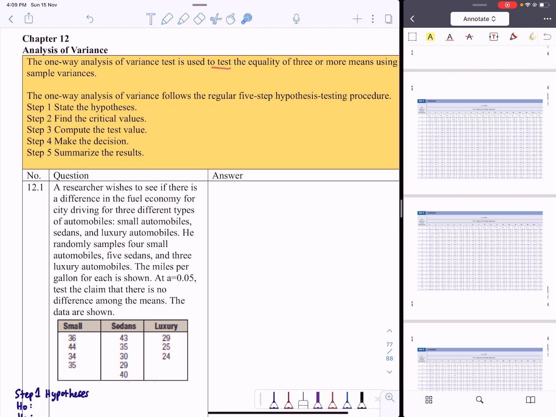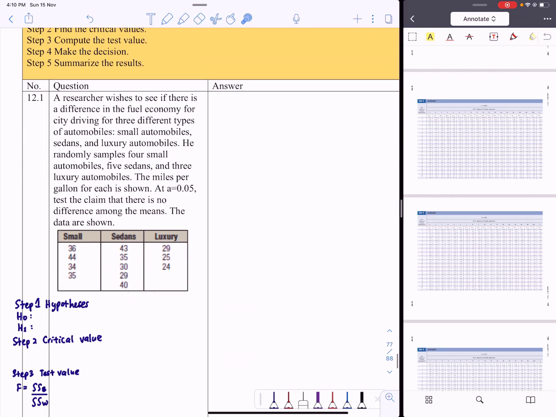If we have 3 or more means that we want to compare, whether there is a significant difference or not, then we use analysis of variance, ANOVA. This is one type of ANOVA, one way ANOVA. Very simple. We have 3 different groups that we want to check whether they are significantly different or not.